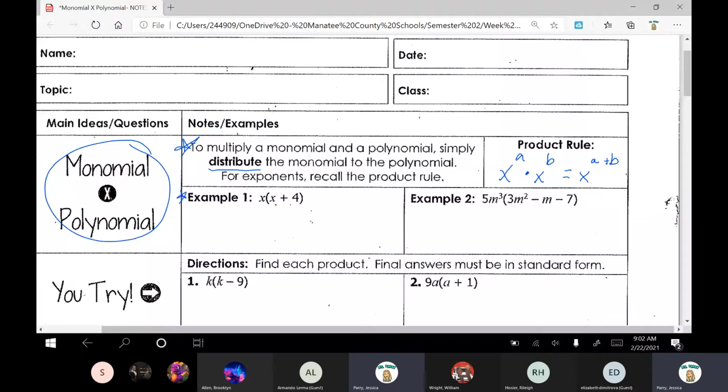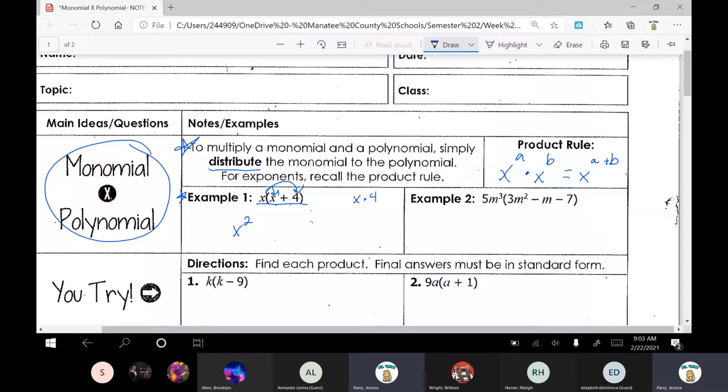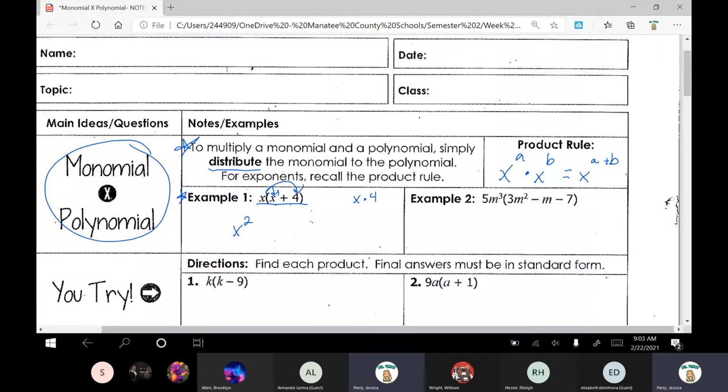Here, we have x times x plus 4, so we can distribute. So now we have x times x. Remember, you just add the exponents. There's an invisible 1, so now it's x to the power of 2. And then our next one, x times 4. Instead of saying x times 4, the better way to write your number times a variable is to put the number first and then the variable x, and it's positive, so you put a plus sign in between there. Let me fix that. So that entire thing, when you distribute it out, it comes out to x squared plus 4x. That would be your final answer for that first example.